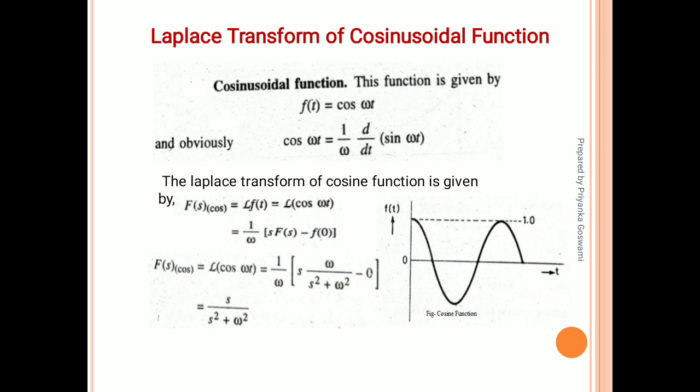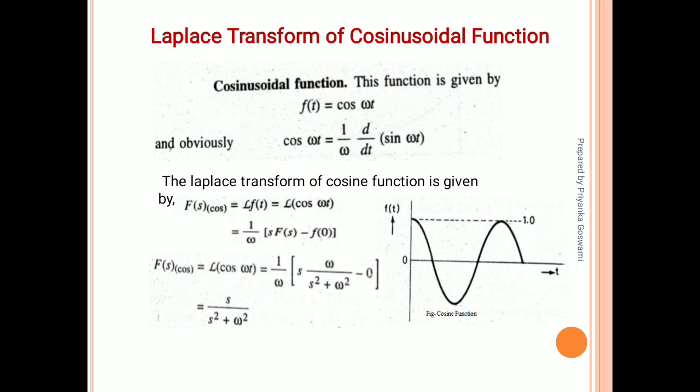Now, Laplace transform of the cosinusoidal function. This function is given by f(t) equals cos omega t, and cos omega t equals 1 by omega d/dt of sin omega t. The Laplace transformation of the cosine function is L of f(t) equals L of cos omega t, which equals 1 by omega times (s F(s) minus f(0)). So, L of cos omega t equals 1 by omega times s times omega by s square plus omega square minus 0, that is equal to s by s square plus omega square.